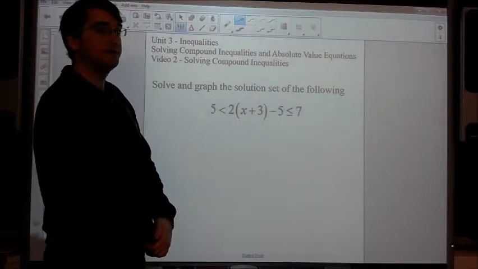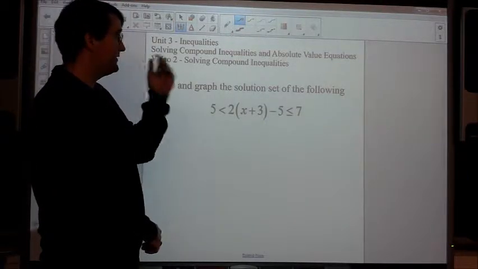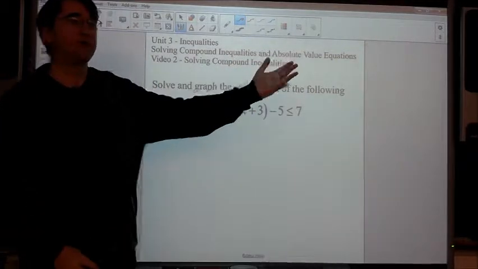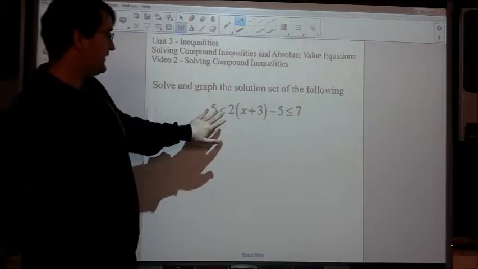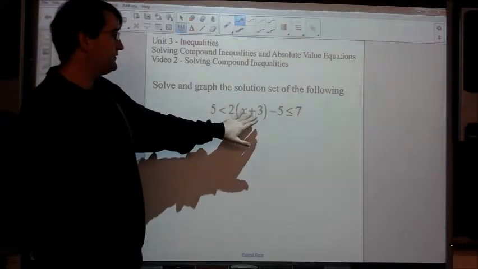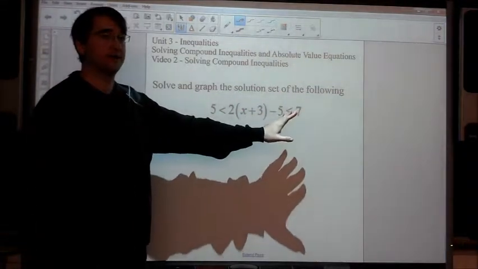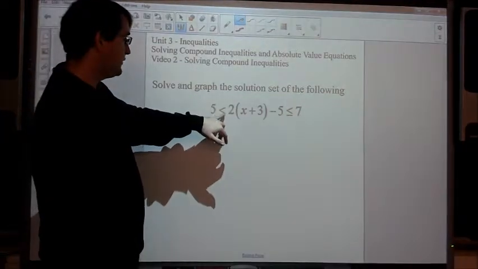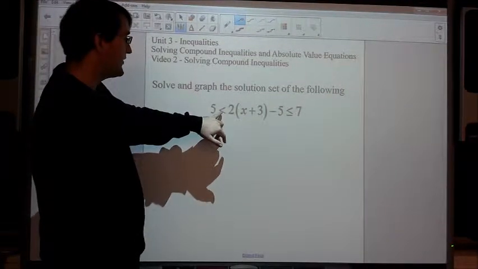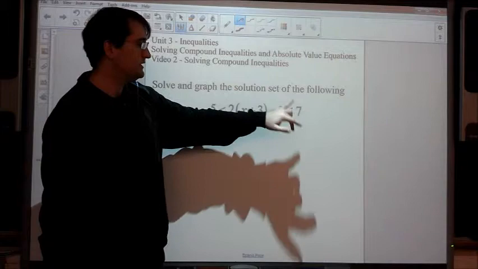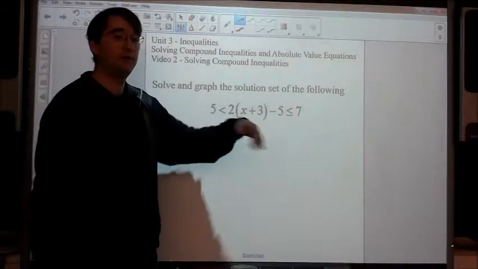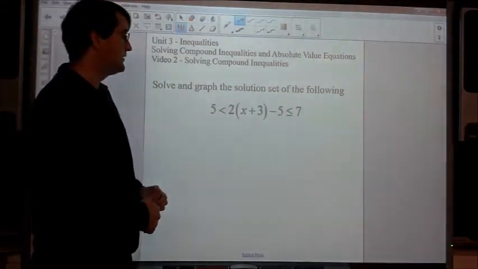All right, the next phase in solving a compound inequality is, well, actually solving it. So we have this: 5 is less than 2 times the quantity of x plus 3, minus 5, is less than or equal to 7. There's a lot of stuff going on here. But notice that we do have two inequalities. So this is a compound inequality. As soon as you see more than one little inequality symbol, that means you have a compound inequality.